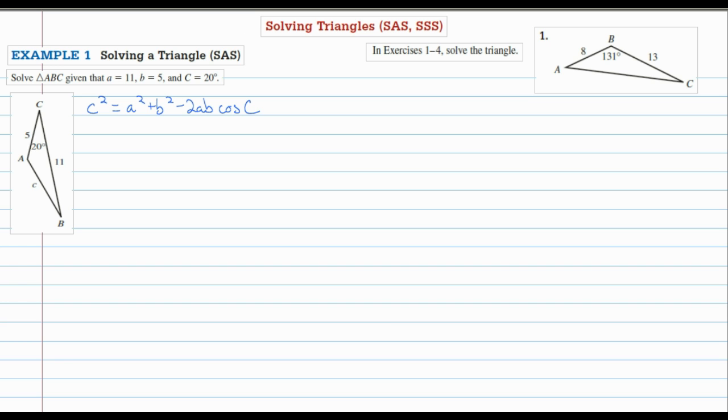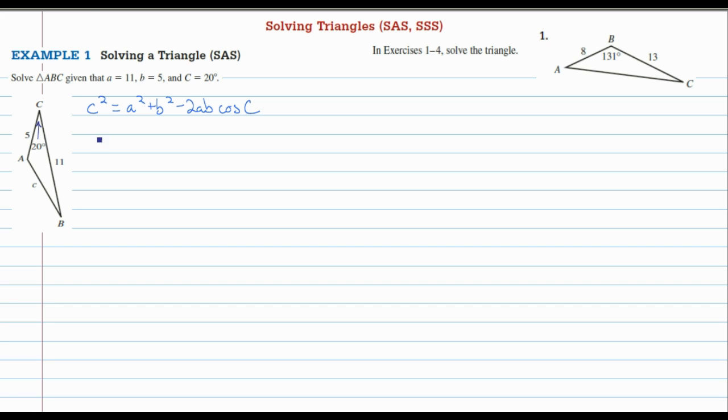Example 1, solving a triangle, side-angle-side. In this problem, side a is 11 units, side b is 5 units, and angle C is 20 degrees. So we are given a side-angle-side situation. For law of cosines, since I know angle C and I don't know either angle A or angle B, I'm going to use the setup that uses angle C. So I'm going to use c squared equals a squared plus b squared minus 2ab cosine C.